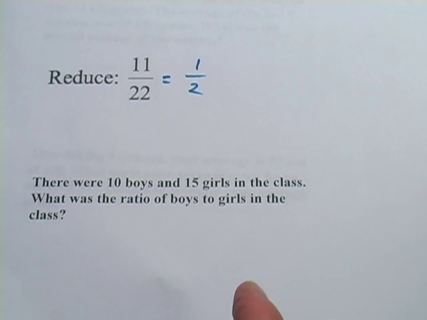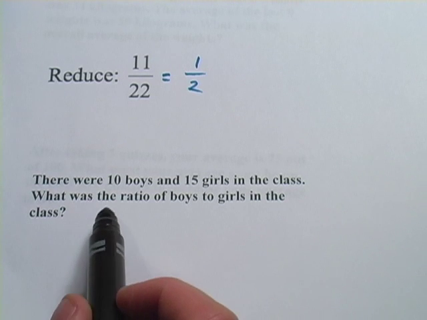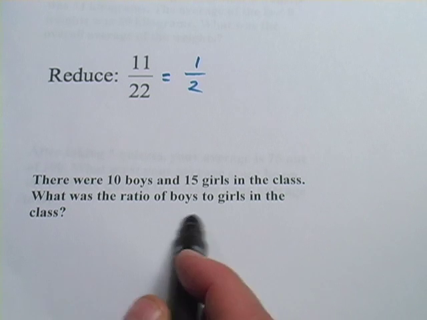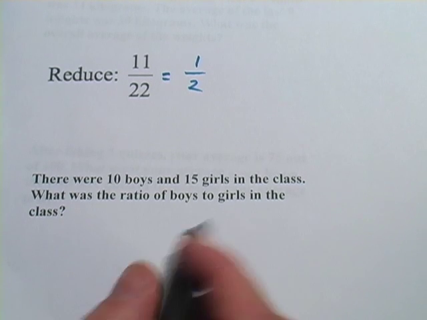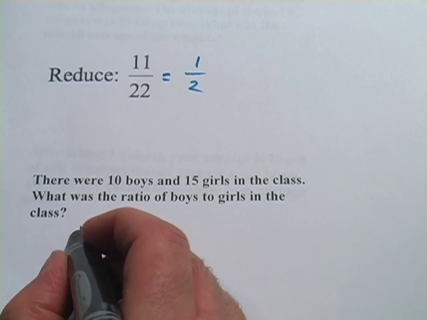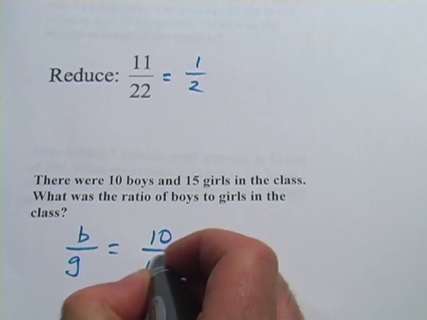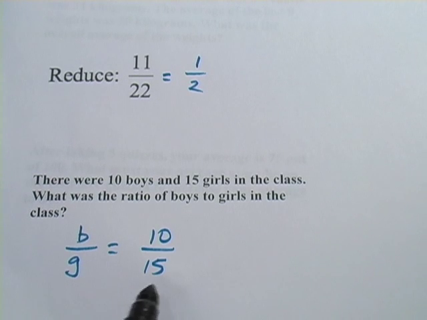All right, the last one here is a word problem. It says there were 10 boys and 15 girls in the class. What was the ratio of boys to girls in the class? So if the ratio is boys to girls, I would put boys over girls, and we have 10 boys and 15 girls. But I wouldn't stop there, because this is not in its simplest form. I can reduce this fraction.